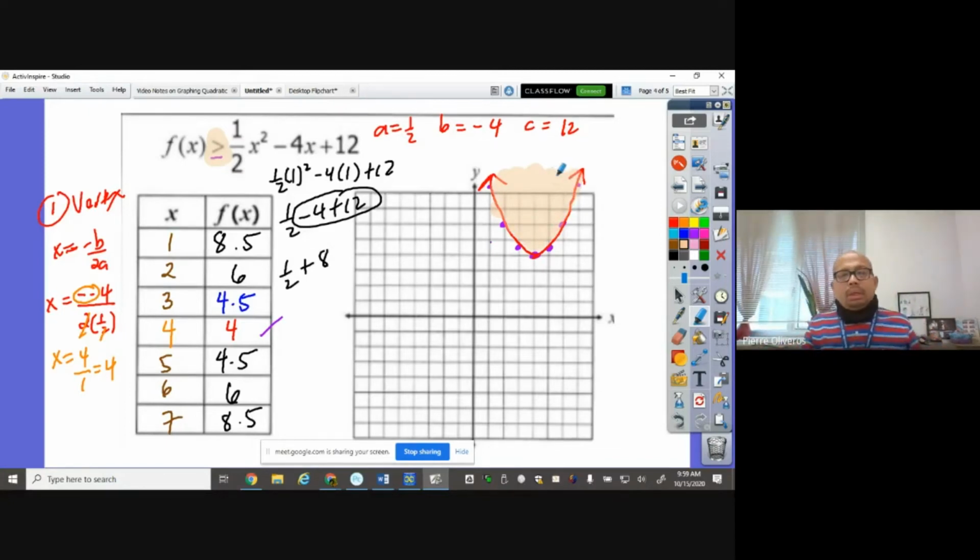I hope you learned how to graph quadratic inequalities. It's the same thing as the equation, except that there's a shading here. Just remember that the greater than or greater than or equal to will shade the above portion of the graph. And if it's less than, it will be the one below. Okay, I hope you learned something. Kaboom.